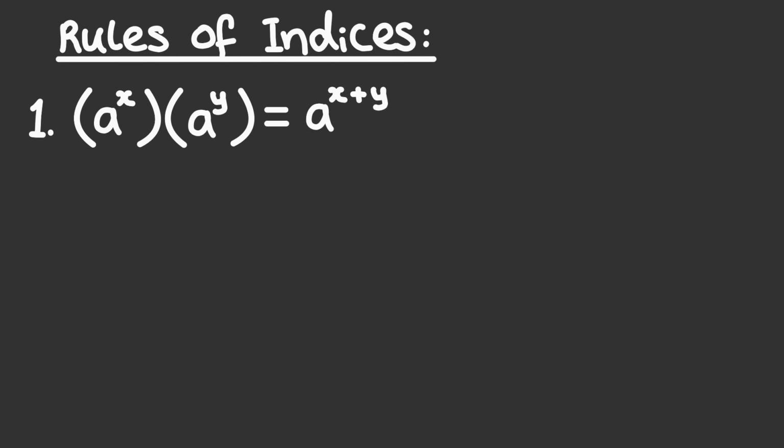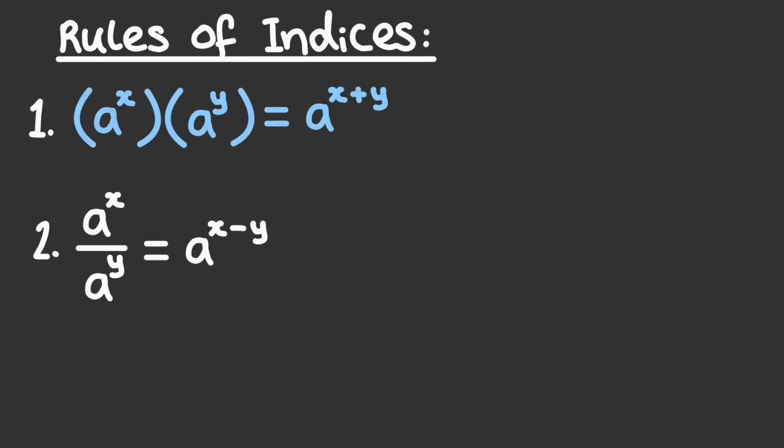So the first rule states that the expression a to the power of x multiplied by the expression a to the power of y is equal to the expression a to the power of x plus y. So we can see that when we multiply two numbers with the same base, we must add their powers. The second rule of indices states that the expression a to the power of x divided by the expression a to the power of y is equal to the expression a to the power of x minus y. So we can say that when we divide two numbers with the same base, we must subtract their powers.